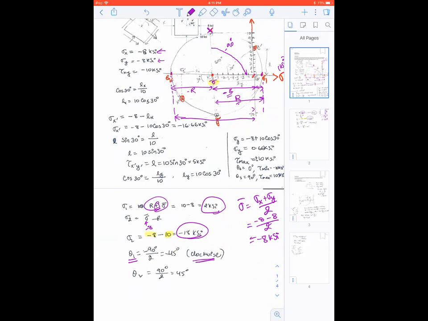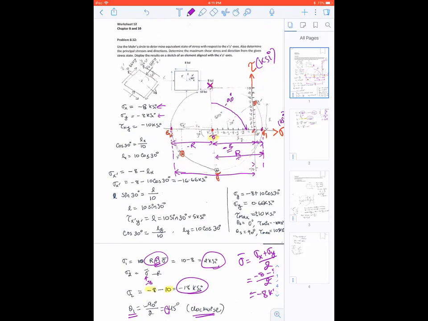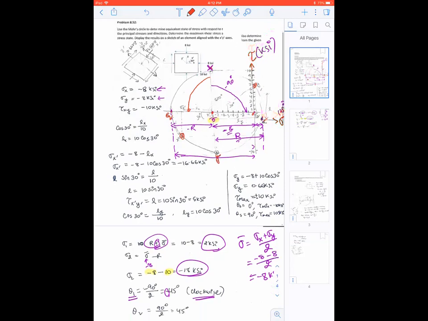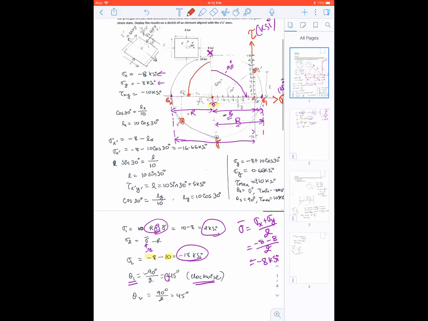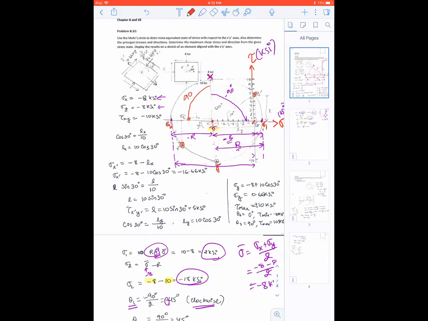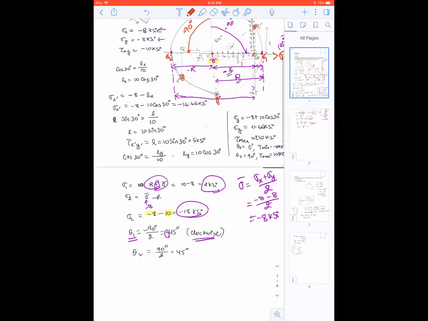All right, let's look at theta 2. Theta 2, the angle is always measured from the x face again. So you're going to go counterclockwise all the way to sigma 2. That will give you theta 2. Now this is going counterclockwise, so it's going to be a positive 90-degree angle. And again, on Mohr's circle, the angle is always twice, so you have to divide it by 2 here. And this gives you positive 45 degrees.